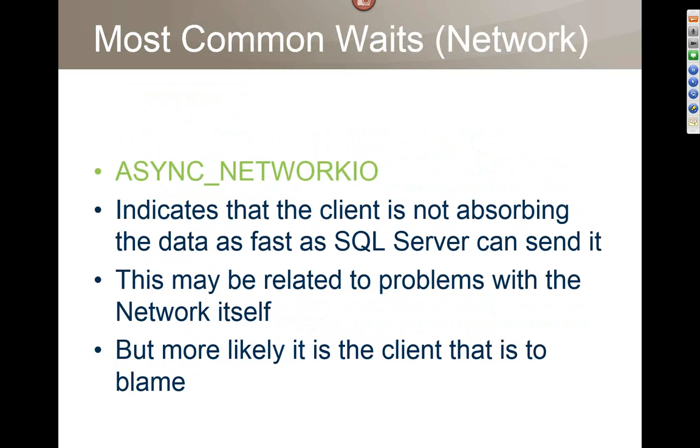And it's trying to pull back that data, but it'll pull back a row. There's a delay, pull back another row. There's a delay, pull back another row. It's going to show up as async network I/O. 99 times out of 100, it's going to be your client, your middle tier, if you have one, that is overloaded or just written poorly. It's not the network the majority of the time. But it will be one of your higher weights. Almost always will be one of your higher weights.